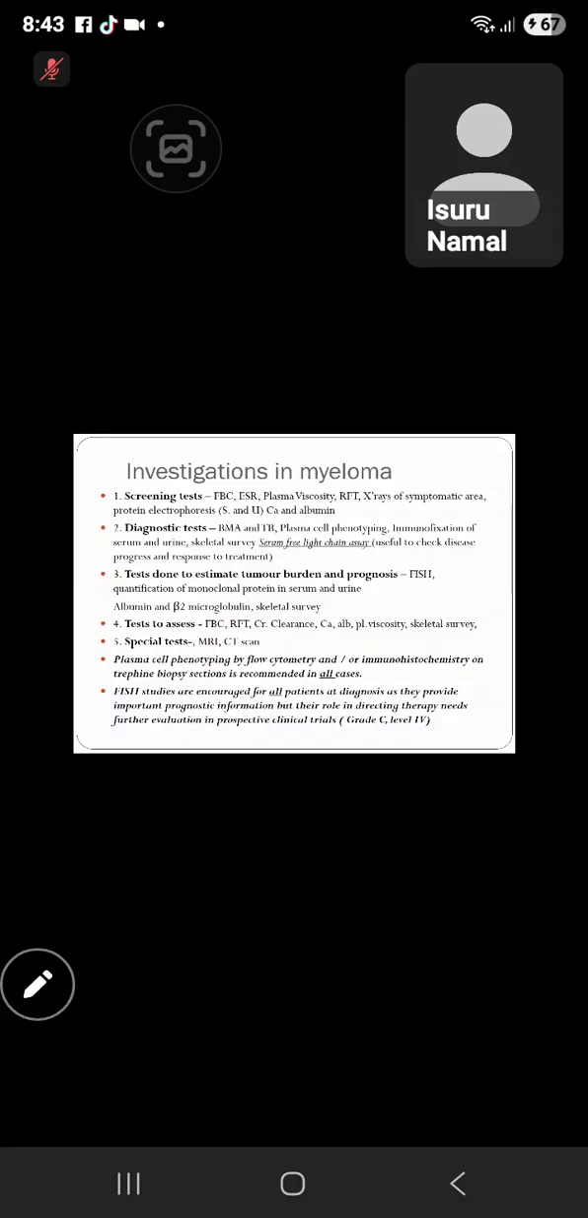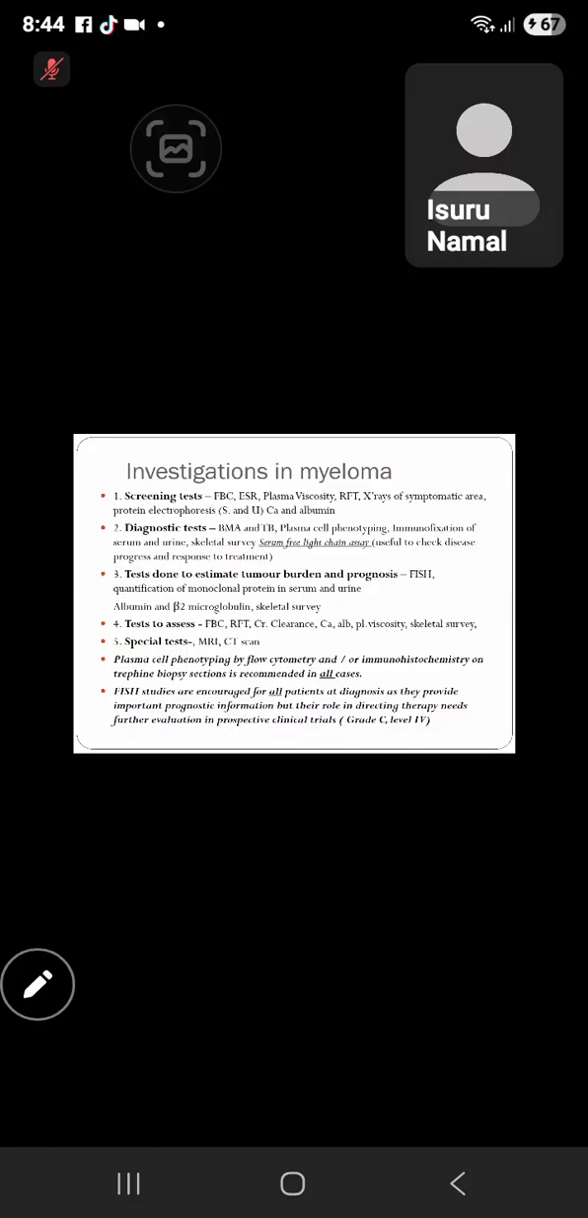Then plasma cell phenotyping, immunofixation of serum and urine, then skeletal survey, right? Serum-free light chain assay, right? Those are the diagnostic tests in multiple myeloma. Then tests done to estimate the tumor burden and prognosis. We can use FISH, fluorescence in situ hybridization technique, right?